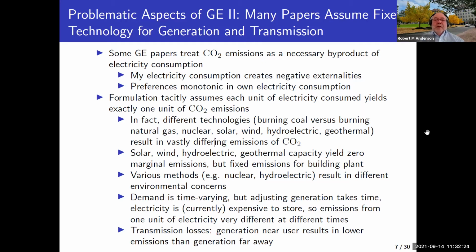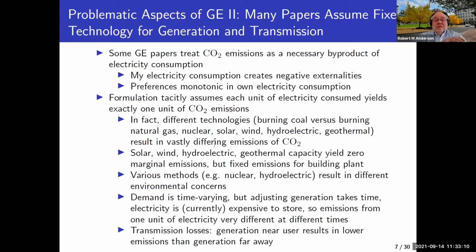And of course, it creates a negative externality, but these papers try to address the negative externality, but in a sense net it out so that the preferences are still monotonic for electricity, and the price of electricity is positive. My preferences are monotonic in my own electricity consumption, and we'll try to shove the negative externalities aside while keeping the monotonicity assumption. Well, what's wrong with this? Well, it tacitly assumes that each unit of electricity consumed yields exactly 1 unit of CO2 emissions.